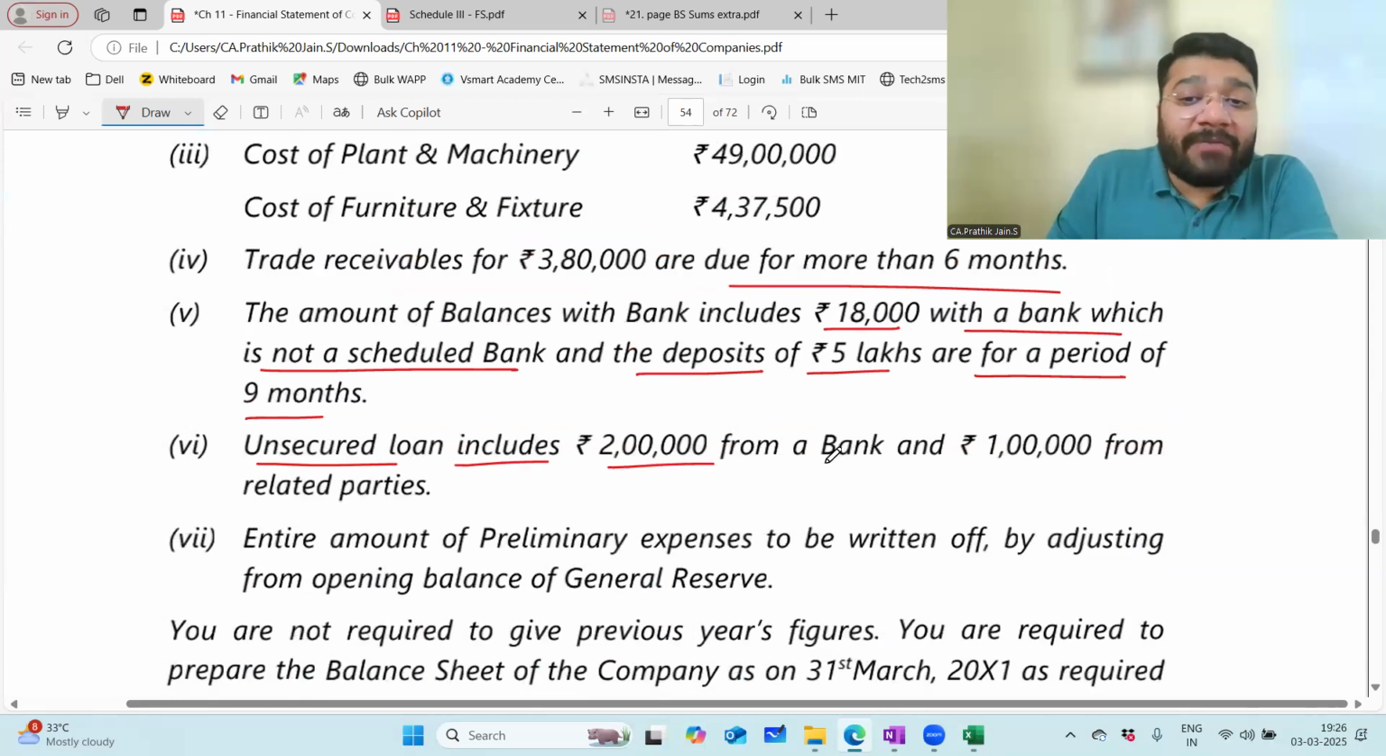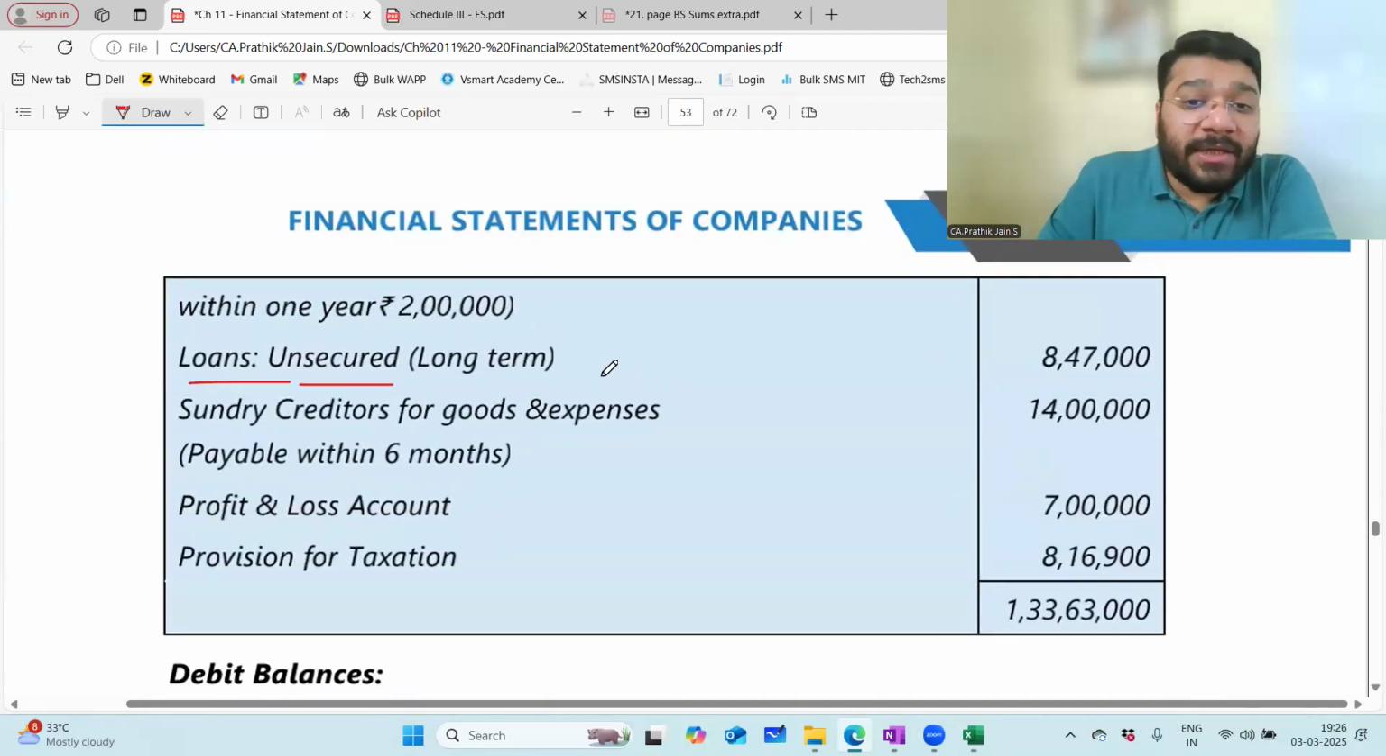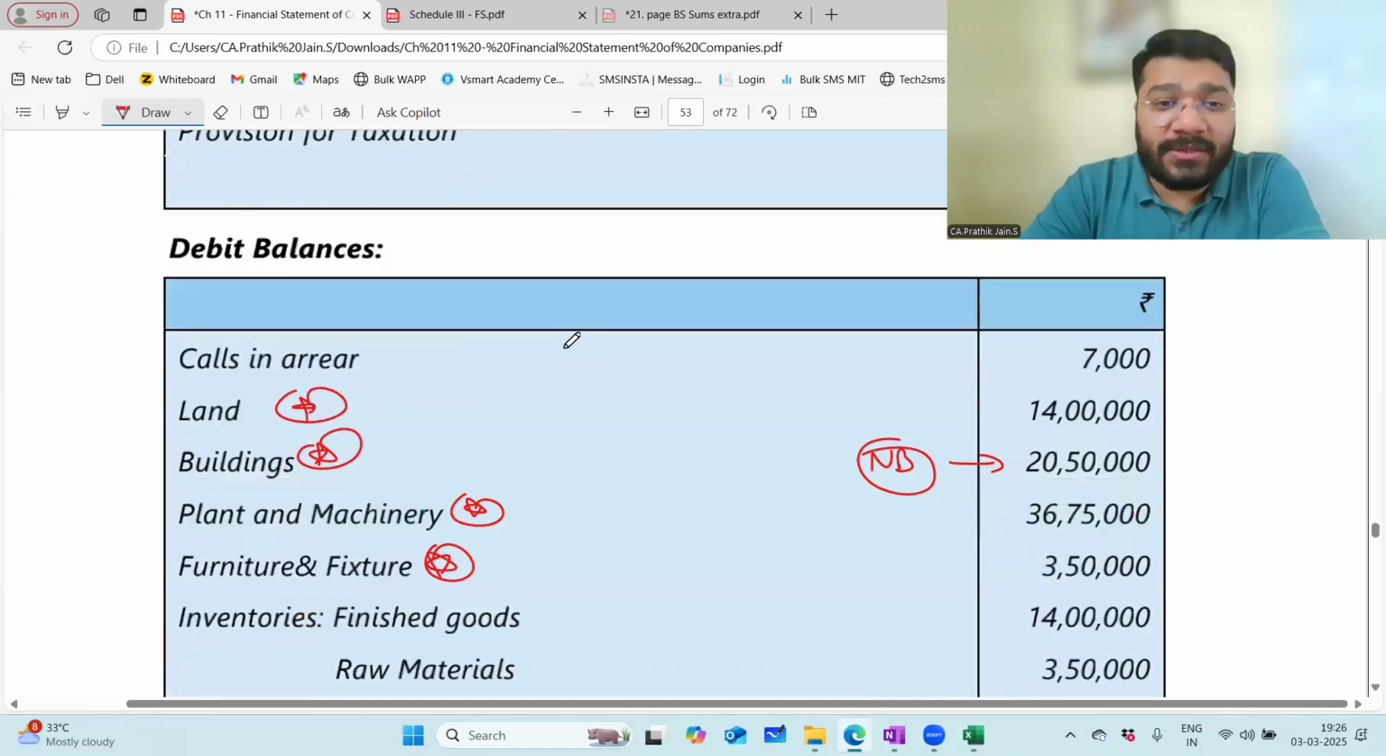Unsecured loan includes 2 lakh from the bank and 1 lakh from related parties. So for unsecured loan, they've given a breakup. So where is unsecured loan? Here. Loan unsecured. There's a breakup here. We have to see what it is.